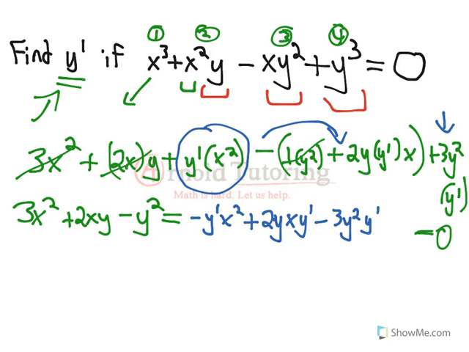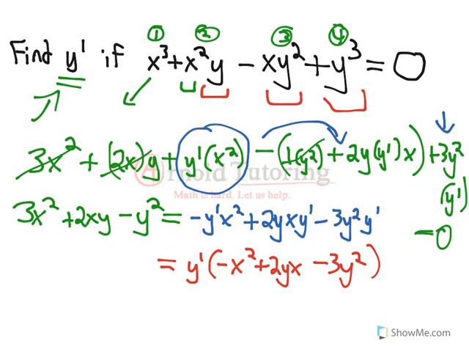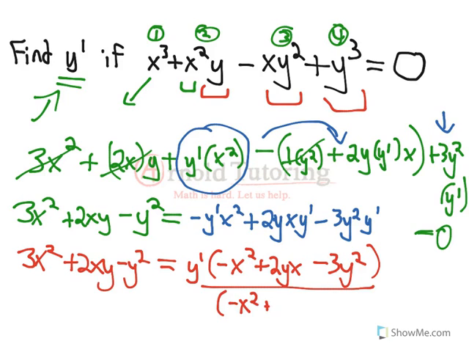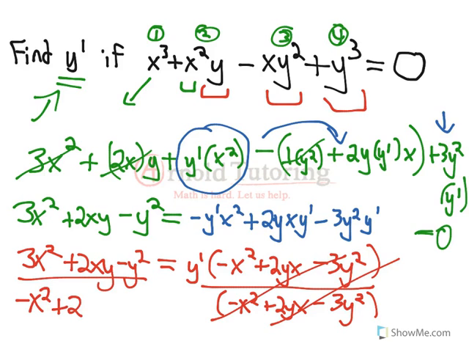Great, so now we've got this equation, and the reason we bring everything to one side with a y prime in it is so we can factor out a y prime. So I'm just going to factor out. I'm left with negative x squared plus 2yx minus 3y squared. Again, I've just factored out that y prime from every term. The left side remains the same. And to get y prime on its own, I'm just going to divide by that factored bracket. So it will cancel here and divide here. Do the same thing to both sides as always.